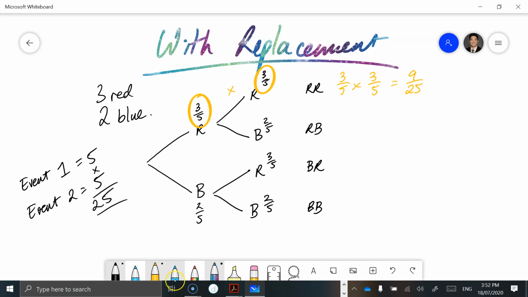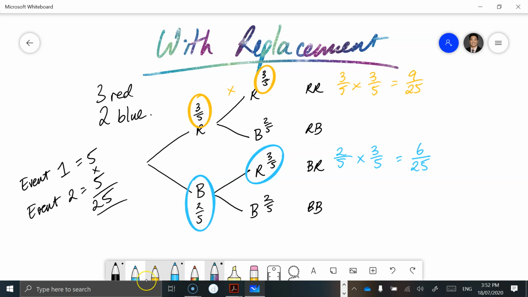Then, for example, if we wanted a blue and then a red, we have 2 out of 5 to get a blue first, and then the chance of getting a red next is 3 out of 5. We multiply those two probabilities, and we get 6 out of 25 as our probability of getting a blue and then a red.